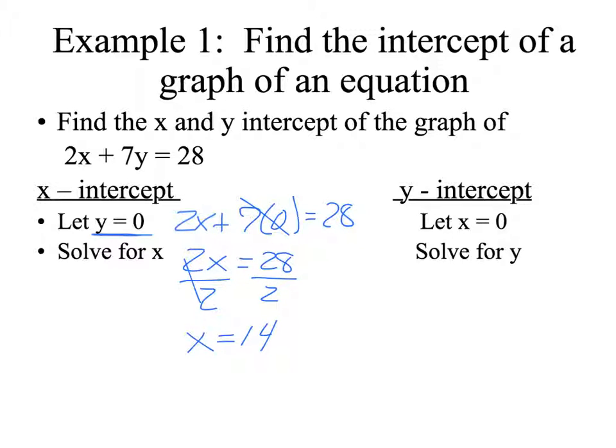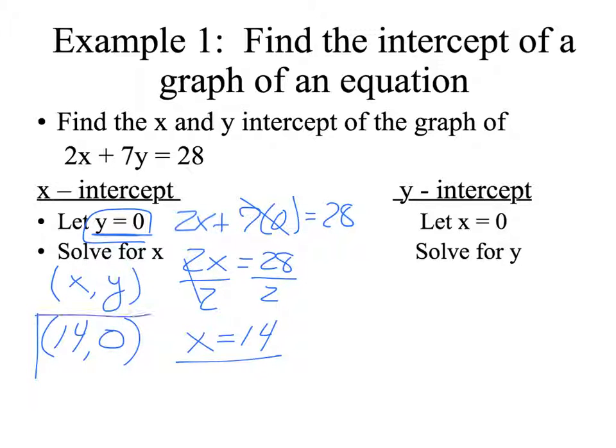Now your final answer has to be an ordered pair, and an ordered pair is always x comma y. Well, we know that x is 14, and from earlier in the problem we know that y is 0. So my final answer is going to be 14 comma 0, and that's just the x-intercept.